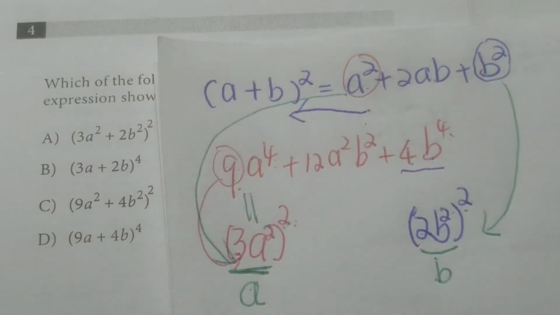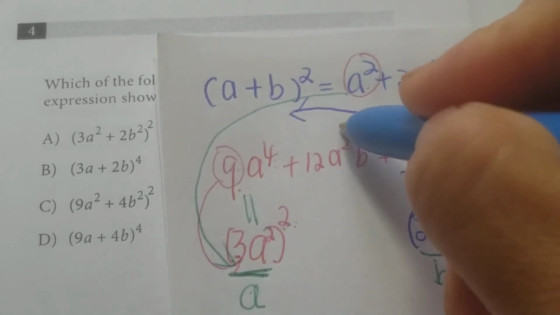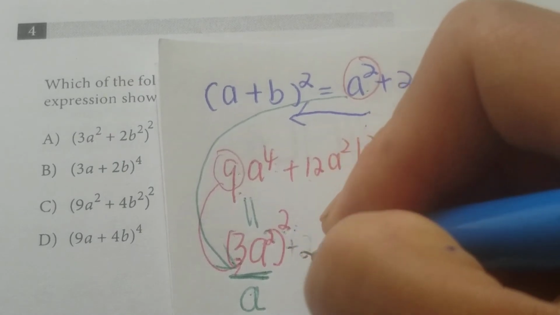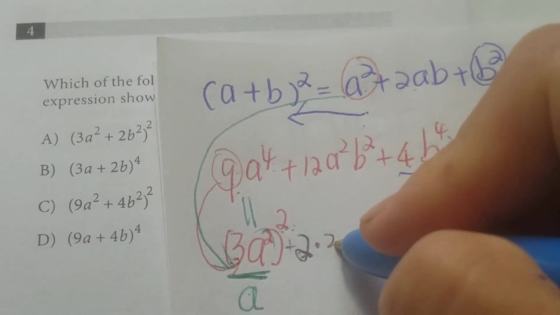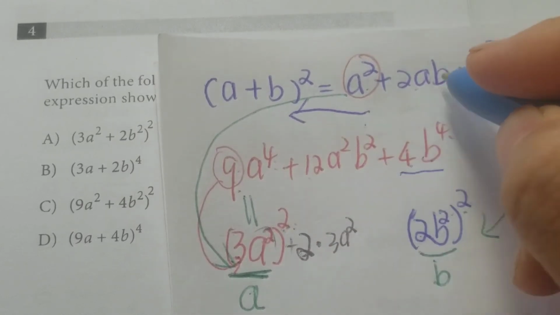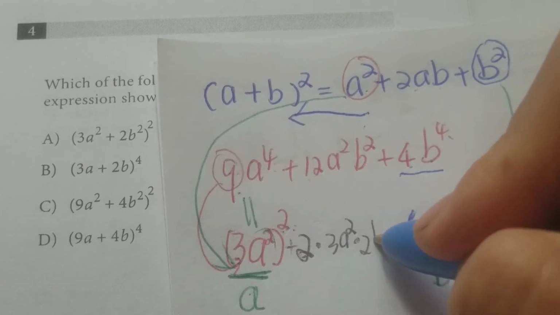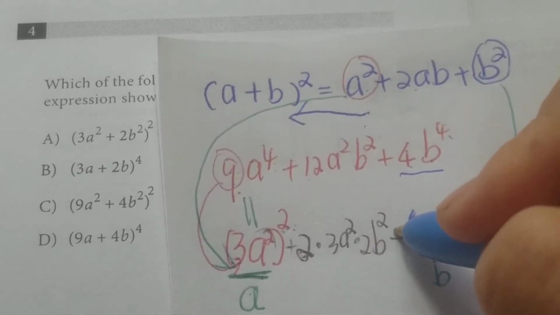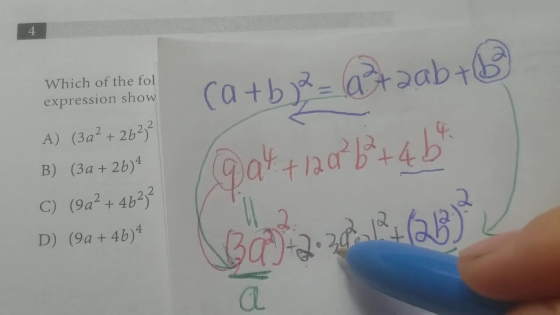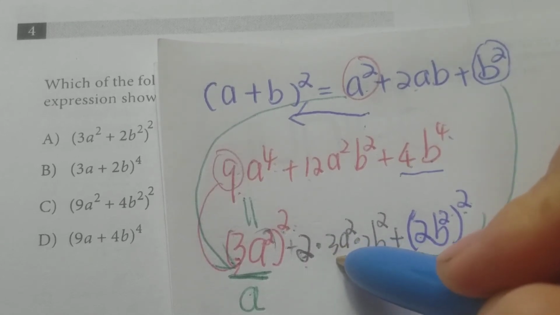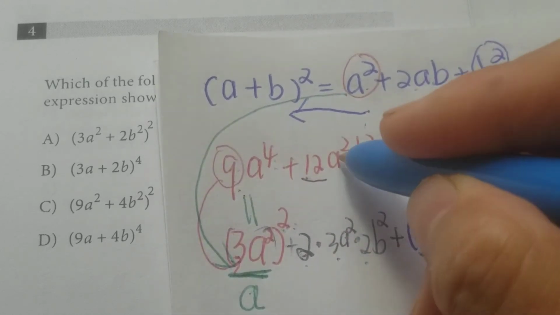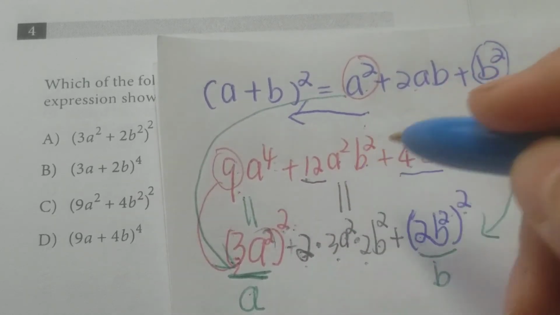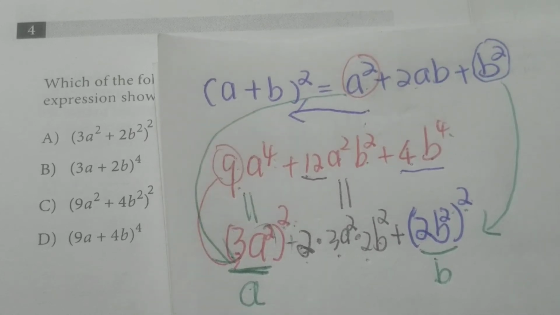Now, let's double check the middle term. Do they match? Okay? So the middle term is supposed to be 2 times a, where my a is 3a squared, and times b, where my b is 2b squared. Now let's see. 2 times 3, which is 6. 6 times 2, which is 12. A squared and b squared, yes, they are equal. Okay, they equal each other.